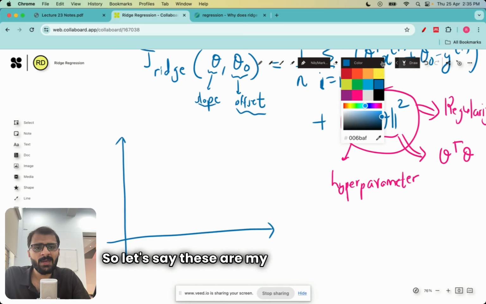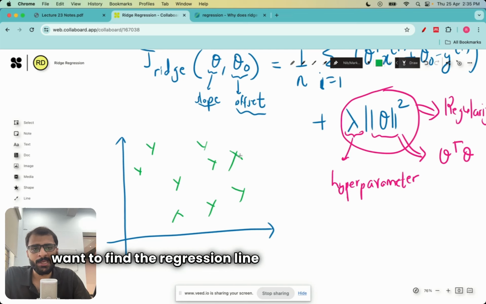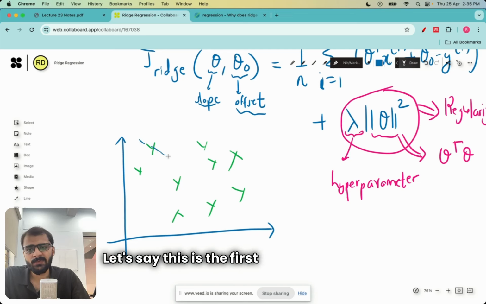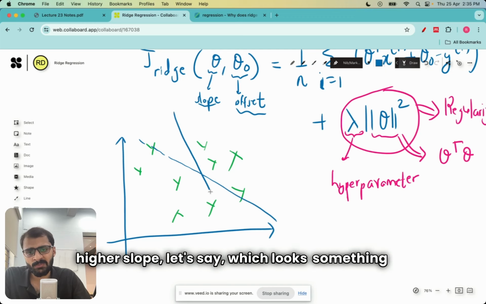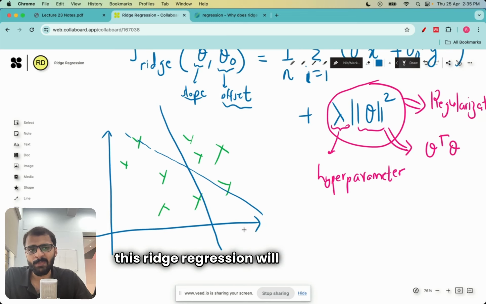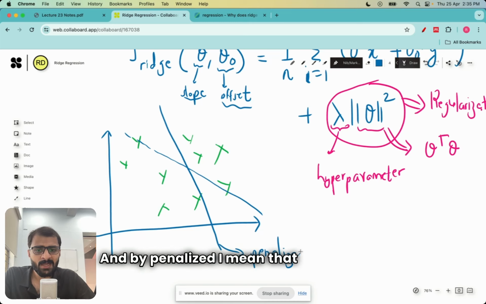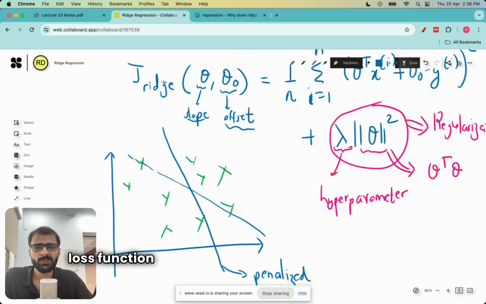So let's say these are my data points, and I want to find the regression line among these data points. Let's say this is the first version of the line. Now, if I take a line with a higher slope, which looks something like this, ridge regression will penalize this. By penalized, I mean that if the slope is higher, this quantity will also be higher, which means the loss function or the objective function will be higher, which we don't want.